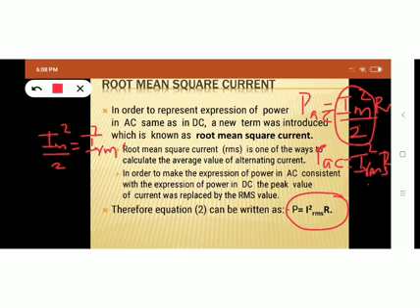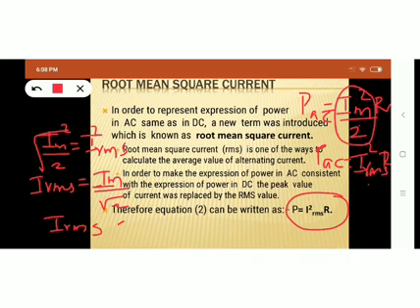So what is IRMS? Then we can write IRMS is equal to the square root of this expression, that is Im by root 2. From this expression it is very clear that IRMS will always be less than the peak value of current Im, because IRMS is obtained by dividing Im by root 2. So the magnitude of IRMS will always be less than Im.